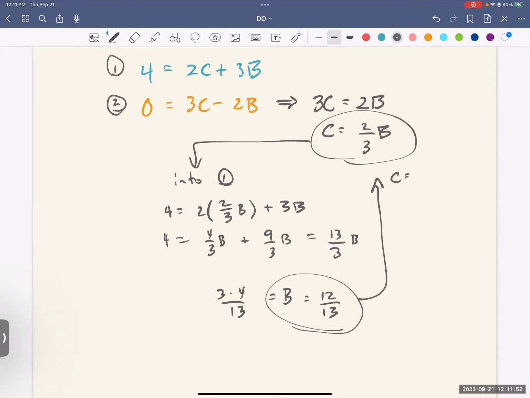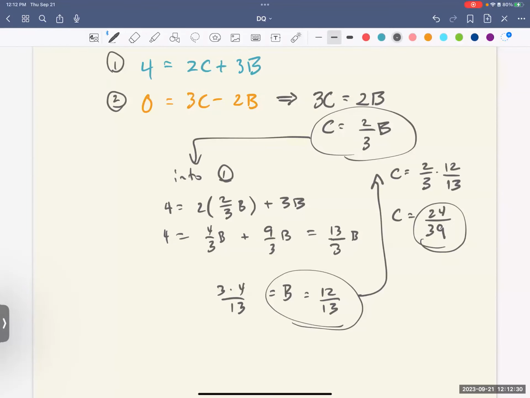So we have b now, and then let's plug that back in here. So c is going to be 2/3 times b, which is 12/13. C is going to be 24/39. I hope that's correct. I'm going to check my answer. I'll be right back. Yeah, that'll do it. We could reduce this, take out a 3, and that would be 8/13. So let's go with that one.